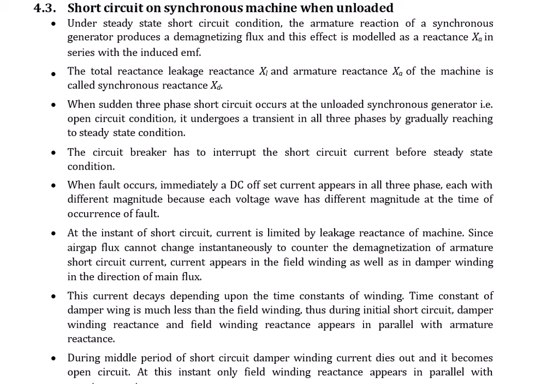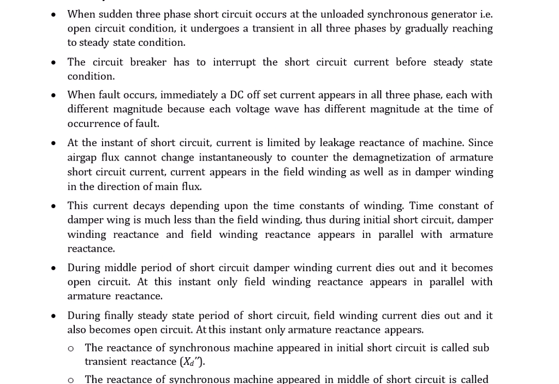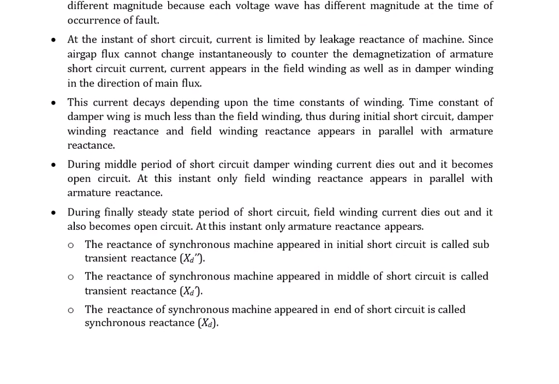During the middle period of the short circuit, the damper winding current dies out and it becomes open circuit. At this instant only the field winding reactance appears in parallel with the armature reactance. Finally, during the steady state period of the short circuit, the field winding current dies out and it also becomes open circuit. At this instant only the armature reactance is present.